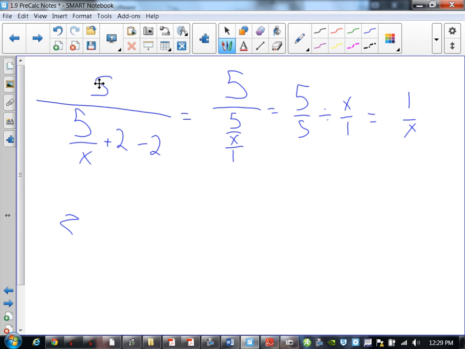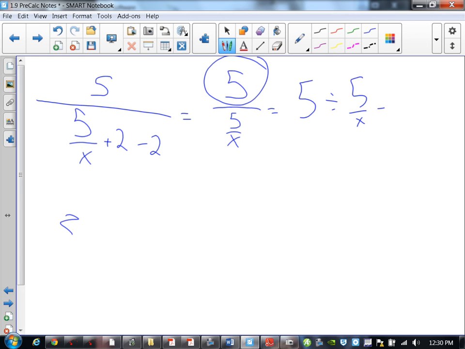Yeah, wait, I totally forgot that. I flipped the wrong one. I thought the top was the fraction part. I'm sorry, I confused myself on this one. This is the top numerator. I got lost in which one was the numerator. Sorry about that. It winds up with 5 divided by 5 over x, which is 5 times x over 5. And there you go. I flipped the wrong fraction.